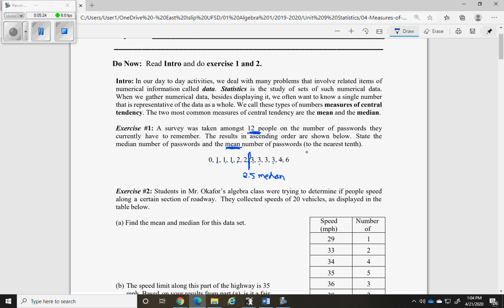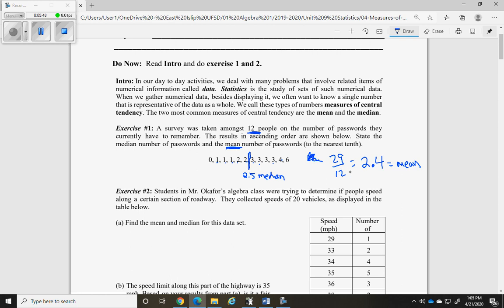So I just got 29, that we divide by 12 because there's 12 pieces of data. You could use your calculator on that, but you get a 2.4. So the mean happens to be a little lower than the median.